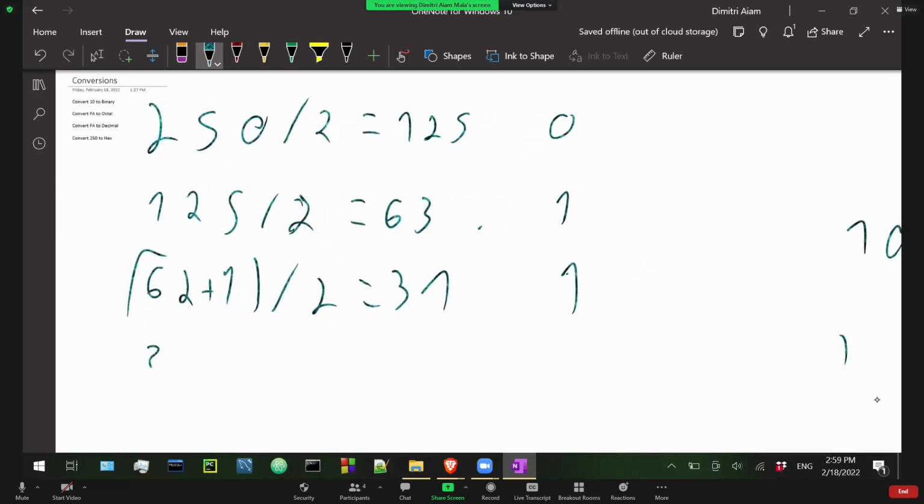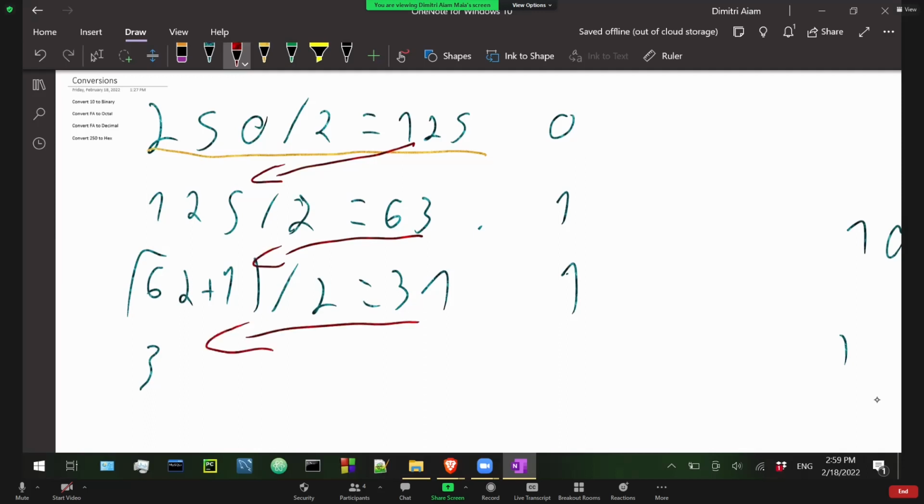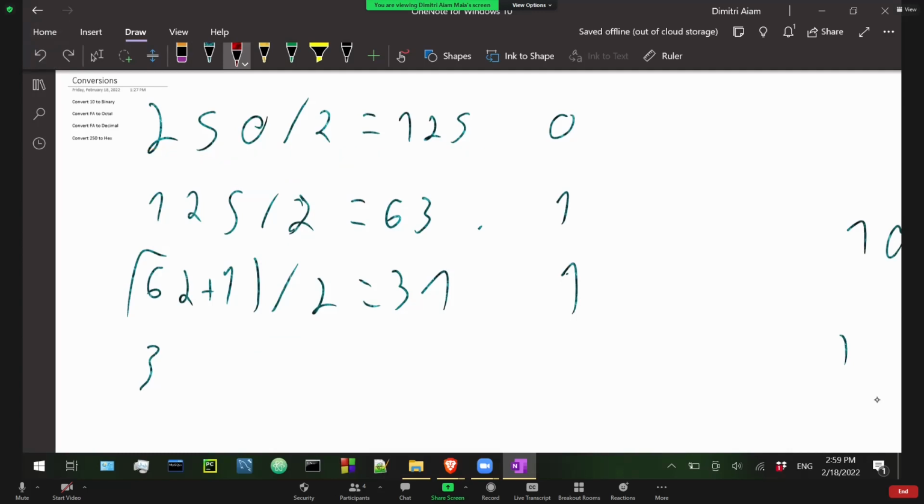And then 31. So wait, why do you add the 1? Where? Like you did 62 plus 1 divided by 2. So every time you complete this operation, this number goes over here. So for you to not get lost, you just write this number and make it even. So you see this, it's even. So the 62 turns into 31, and the remainder 1 goes over here.